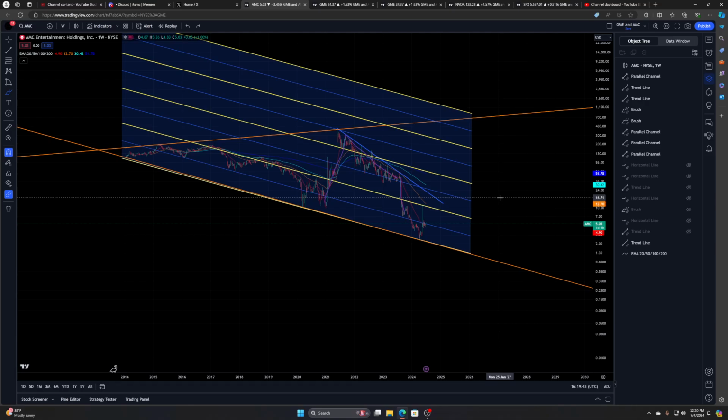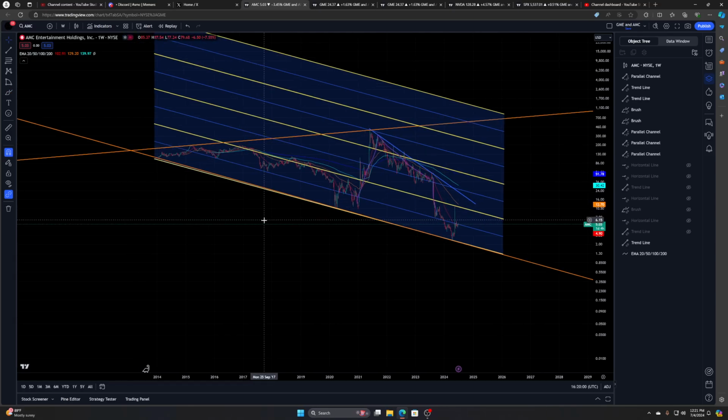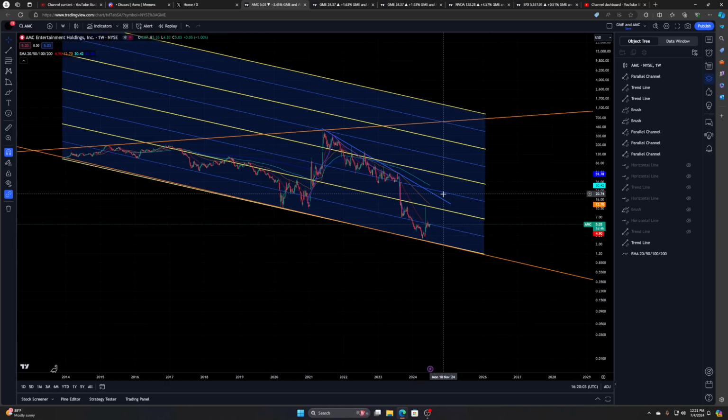I can't stress this enough. All price does is trade in channels. That is it. There's no secret sauce to it. It's very, very easy. That's why trend lines are so effective, right? Identifying points of resistance and identifying points of support. That's why they're so effective. It may seem simple, but it really is that simple.